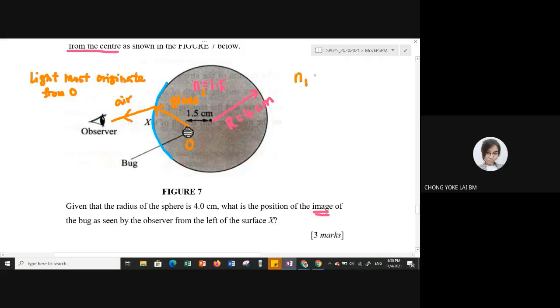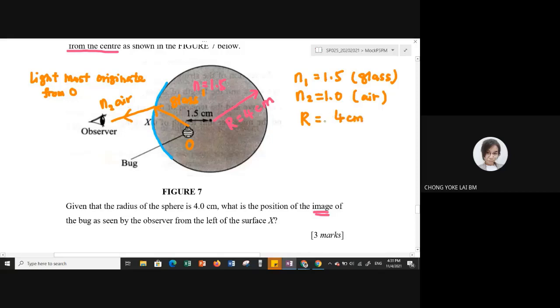So, our N1 will be 1.5, glass. Contohnya lah. Teacher assume dia sebagai glass lah. Our second medium will be A. Our second medium is A, 1.1. Okay, our second medium is A. Okay, so our R will be 4 cm.